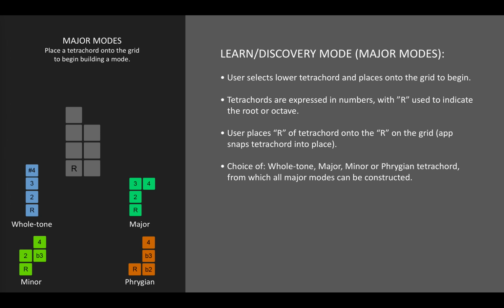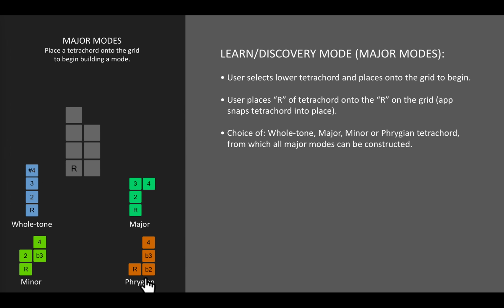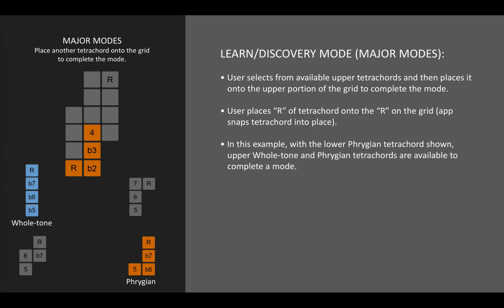And hopefully that's how it becomes a visual reminder. So in this case, the user selects one of these tetrachords to pop into place. The application rubber bands it into place so that the root goes onto the root place. And then they can start making their scale. So here the user picks Phrygian, and once that Phrygian pops into place, now the upper tetrachord is available.